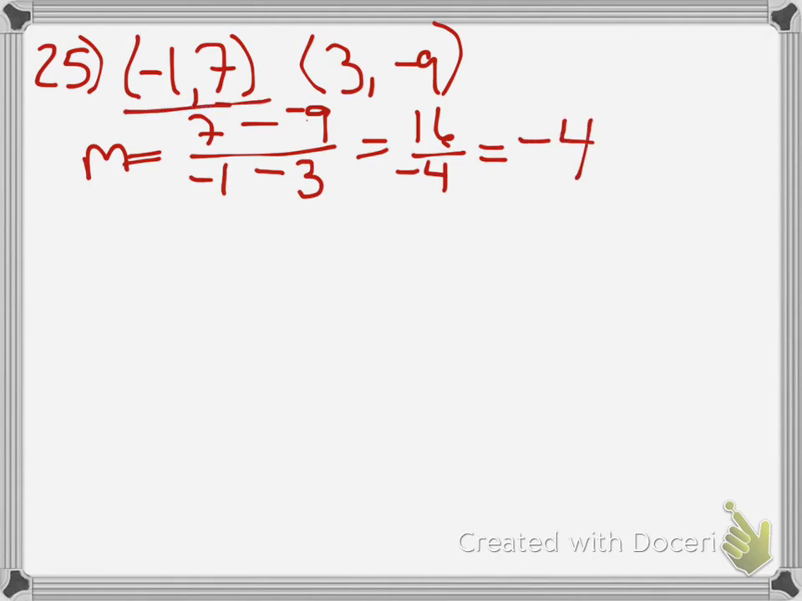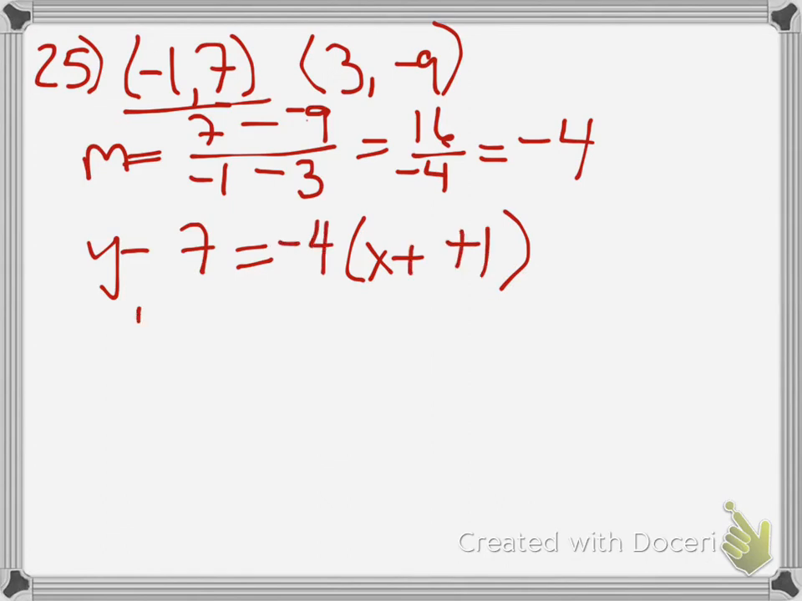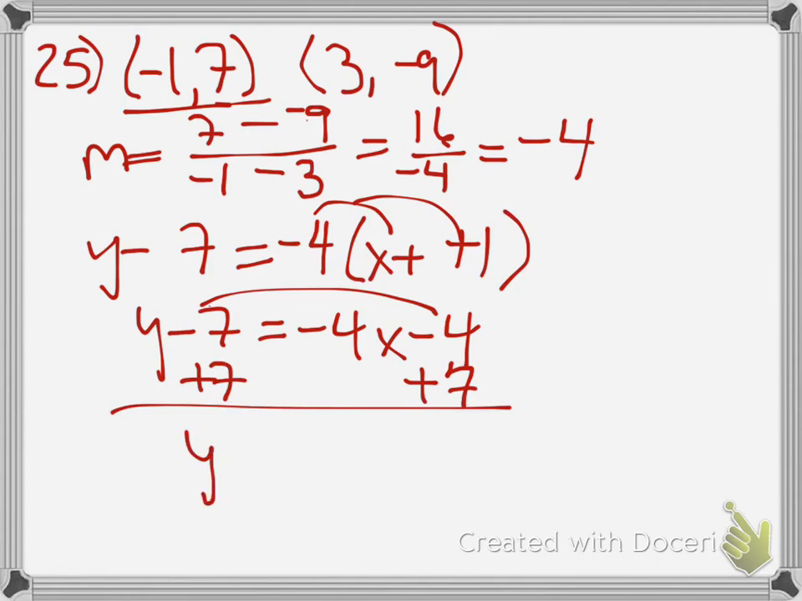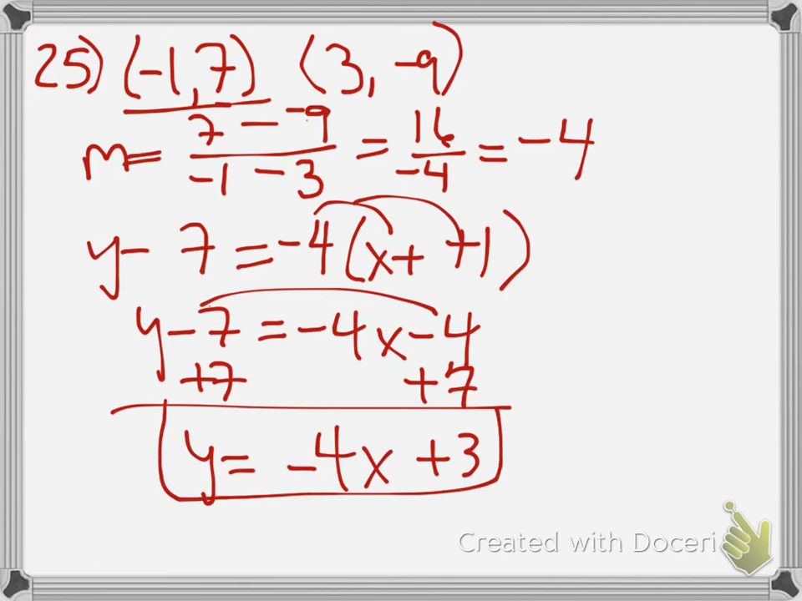There's your slope. Pick a point, and then do point slope form. Here I'm saying y with y, x with x, slope in the middle. This becomes a +1, y minus 7, I've got to distribute. It's equal to -4x minus 4. Move the 7 to the other side, plus 7. And I get y is equal to -4x plus 3. And there you go.